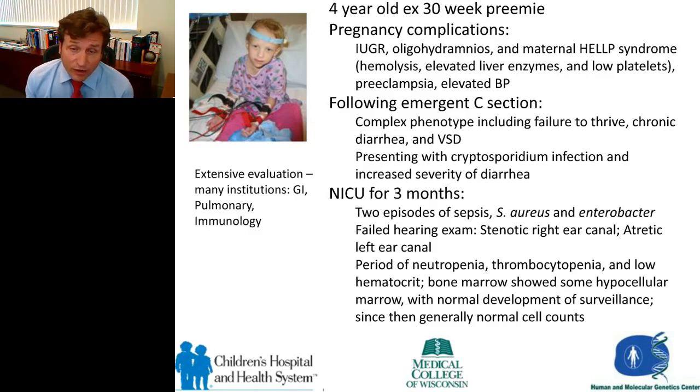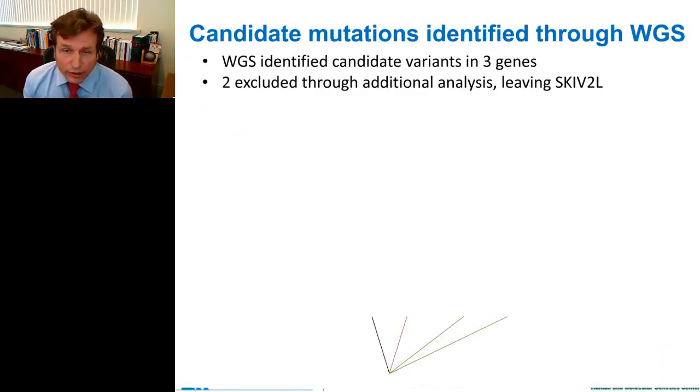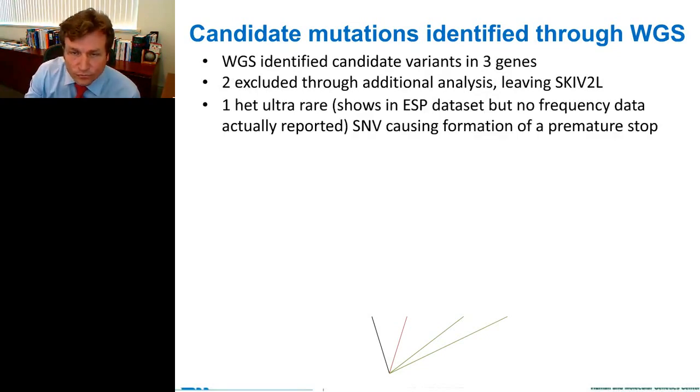After the extensive evaluations in GI, we ended up doing whole genome sequencing, and what we found was candidate variants in 3 different genes. We were able to exclude a bunch of these, and we were left with SCYL2. It had an ultra-rare het that showed no frequency data out there, and there was another SNV, or you can think of that as a SNP. A SNP and an SNV are the same; we prefer the term single nucleotide variant as opposed to polymorphism. It caused the formation of a premature stop.